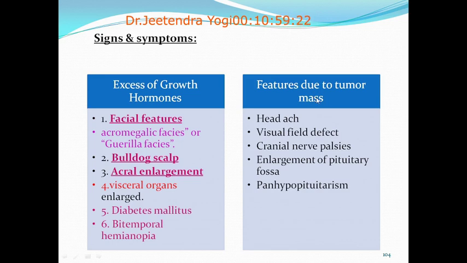And the features due to the tumor mass are again the same as in gigantism, like headache because of increased intracranial pressure, visual field defect because of compression on optic chiasma. There is cranial nerve palsy because of compression on nearby cranial nerves. There is enlargement of pituitary fossa and destruction of clinoid process that can appear in the radiographic image of the skull. And finally, it will end up in panhypopituitarism in adult life.